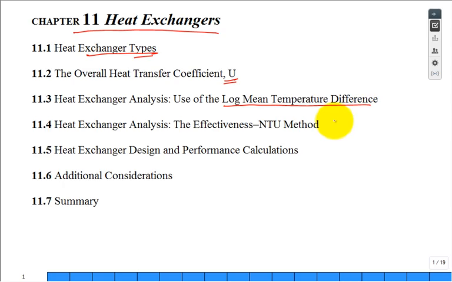Hey, that's the same log mean temperature difference that we've already been introduced to. It will be re-emphasized here, but you see that in heat exchanger analysis. We will not get to the effectiveness-NTU method today, so this will be the focus of today.